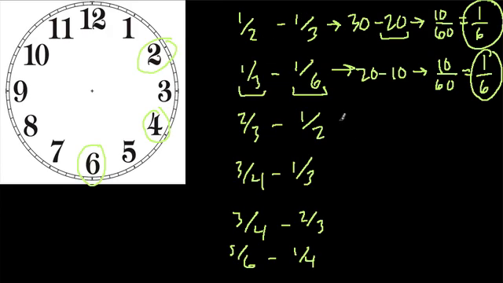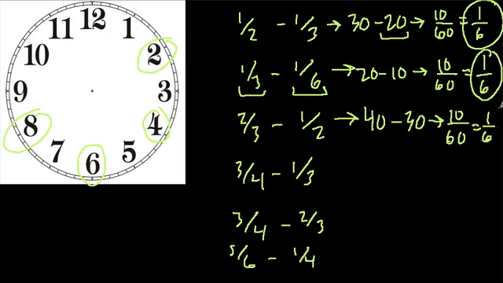Isn't that fun? So now we have 2/3 minus a half. Well, we already established that 1/3 is 20 minutes, so 2/3 has to be 40 minutes, right? That's 40 minutes minus half an hour, which is 30. And look at that, we're still going back to 10 out of 60, which is 1/6. I like this string. So these are all the same.